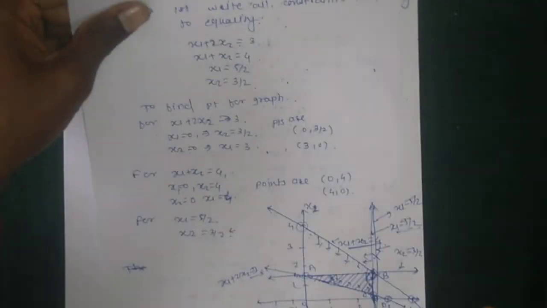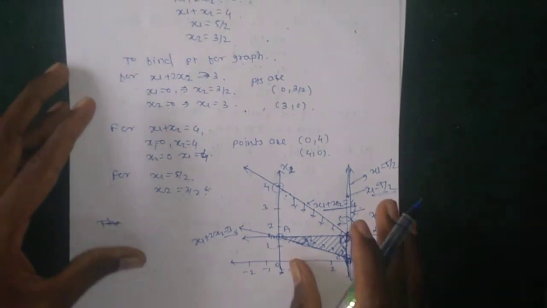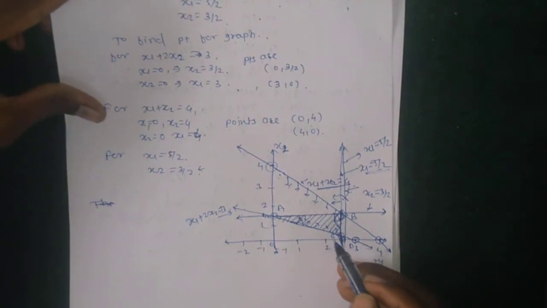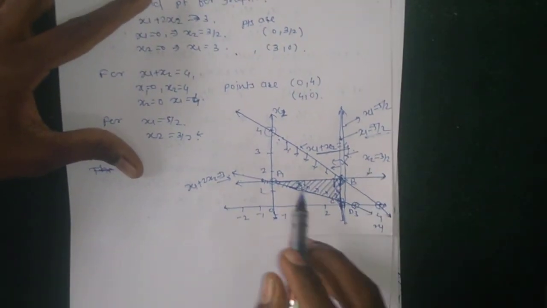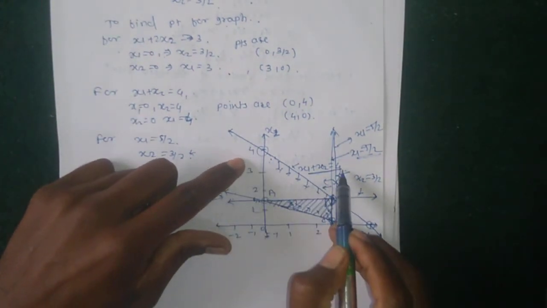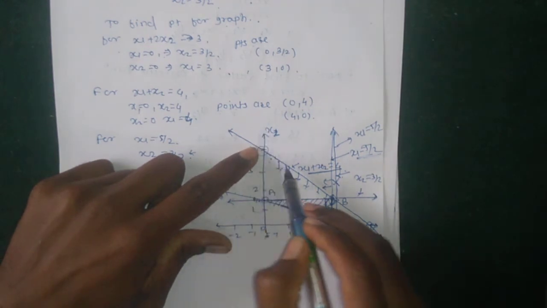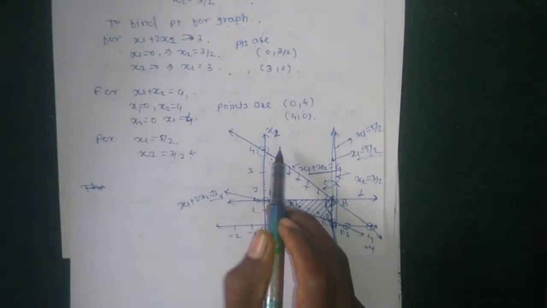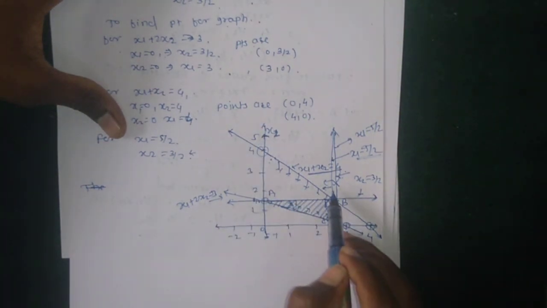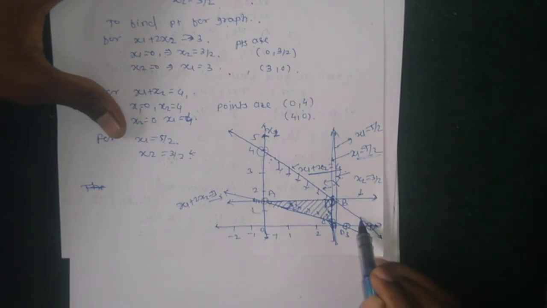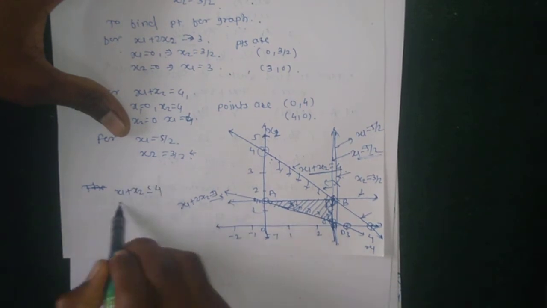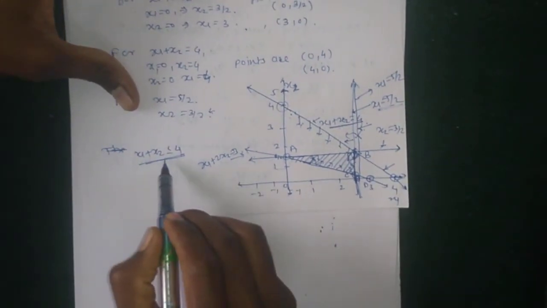Okay. So how to plot the graph? How to choose the region of a constraint? Firstly, suppose this line is x1 plus x2 is equal to 4. If we choose any point on the upper side of this line, suppose here 5, and here choose any point, upper side of x1 plus x2 is equal to 4. This constraint is less than or equal to 4.